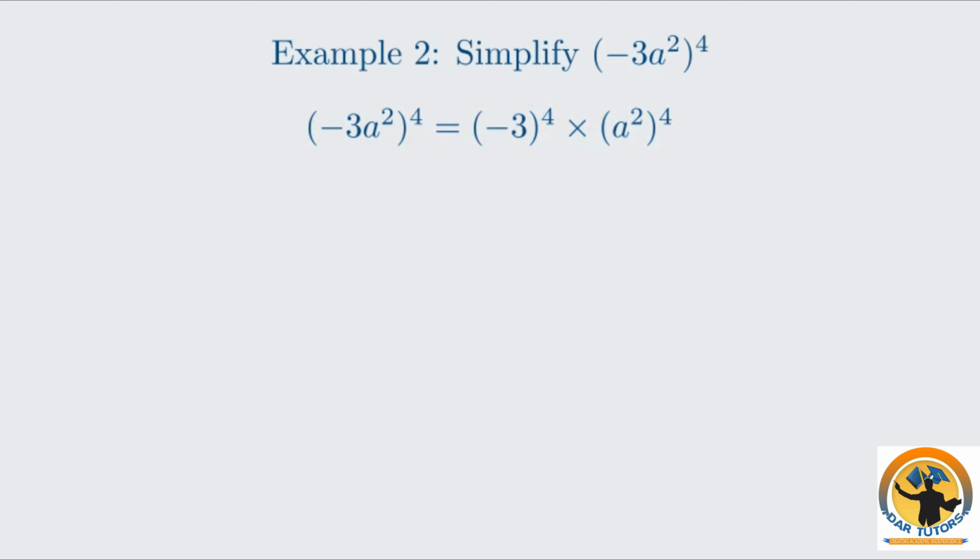Now we simplify each part. Negative 3 to the power of 4 is 81, because a negative base raised to an even exponent is positive. For the second part, a squared to the power of 4, we use the power of a power law and multiply the exponents. 2 times 4 is 8, so we get a to the power of 8. The final simplified expression is 81a to the power of 8.